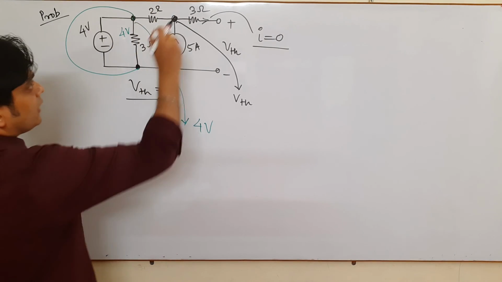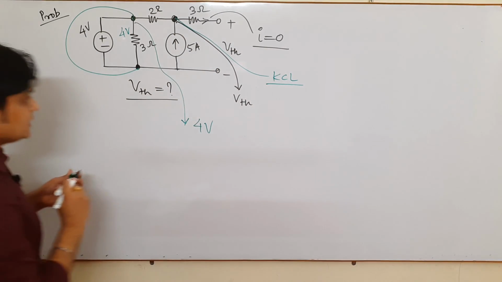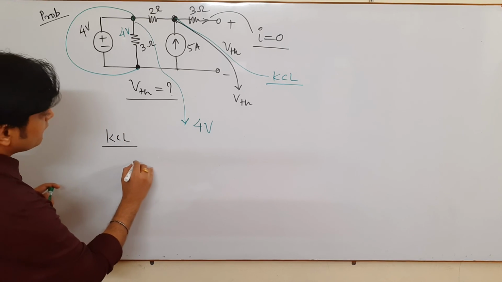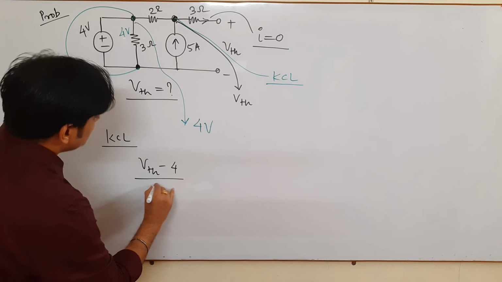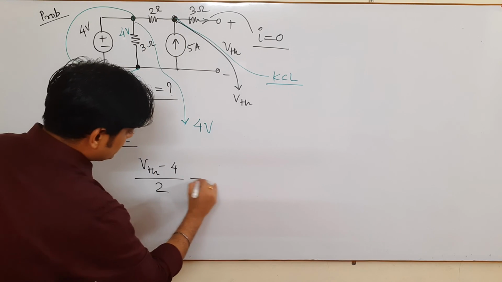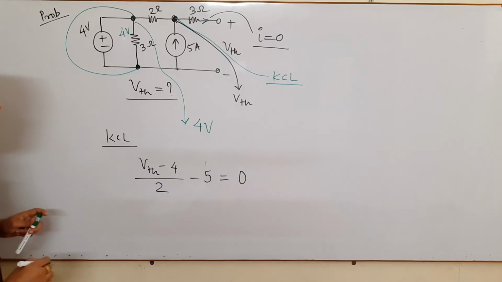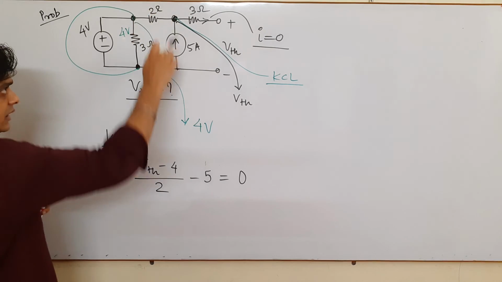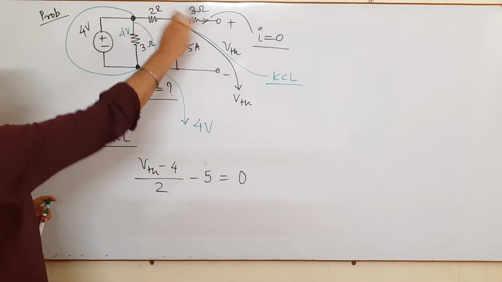So what I am doing is applying KCL at this node. That comes to be VTH minus 4 divided by 2 ohm. This current is coming towards the node, so that comes to be minus 5 ampere, and that should be equal to 0. Why? Because VTH minus the potential, which is 4 volt, divided by 2 is the current flowing here, and here the current is 5 ampere, which is coming towards the node. So that comes to be minus 5, and there is no other current.